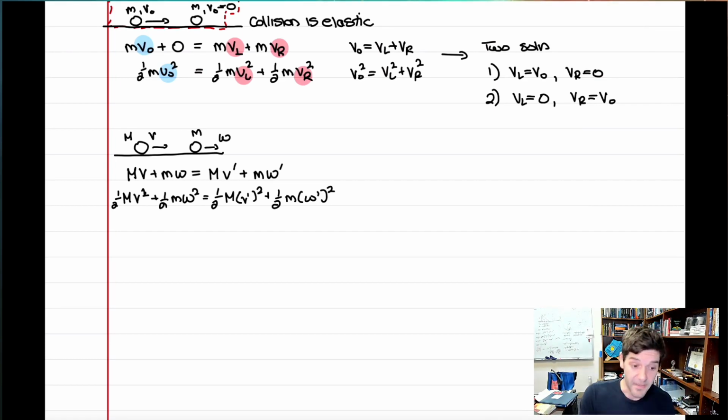And I can't cancel all the m's in this case. I can cancel all those 1/2s. But notice that, again, this is two equations with two unknowns, in that I know V and omega and M and little m, and then I want to solve these for V dash and omega dash.